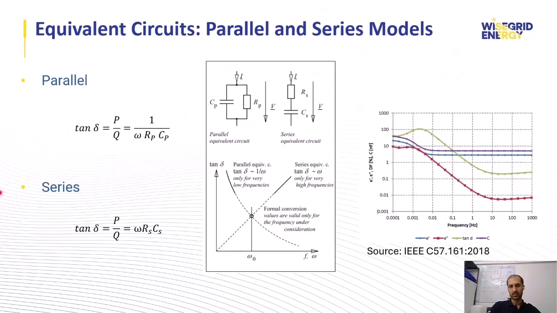For a wide frequency range, for example, from IEEE, we have a curve here which shows that for a higher and wide frequency range, the tan delta behavior is nonlinear, and we cannot model the insulation of the test object just by a series or parallel equivalent circuit.